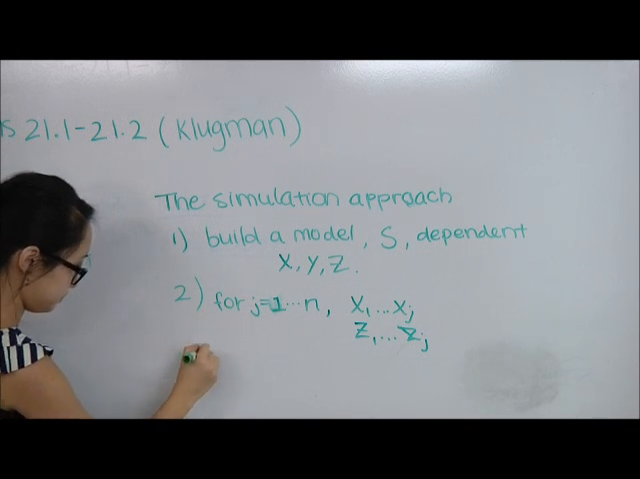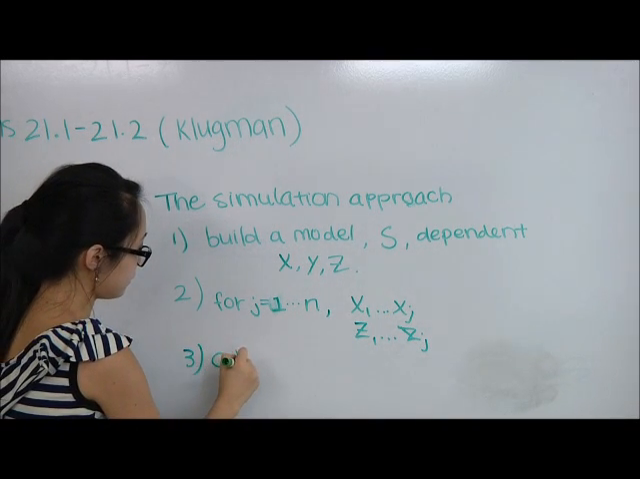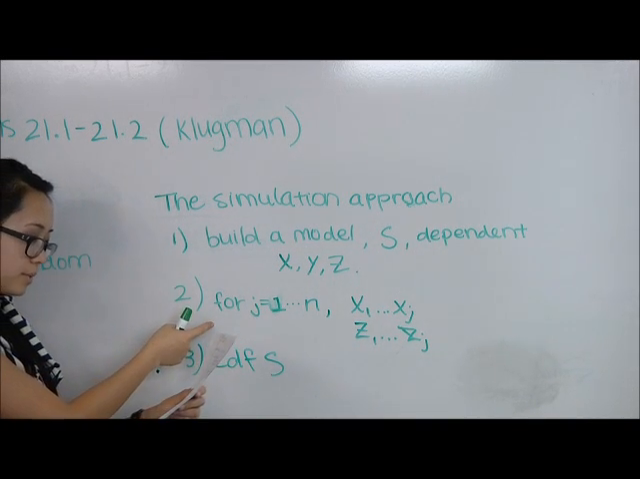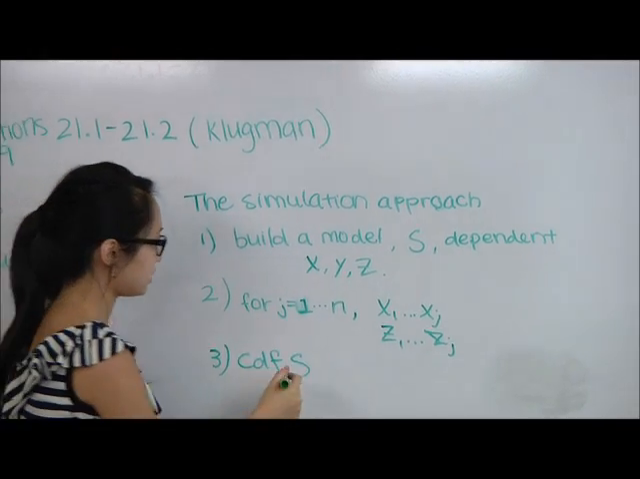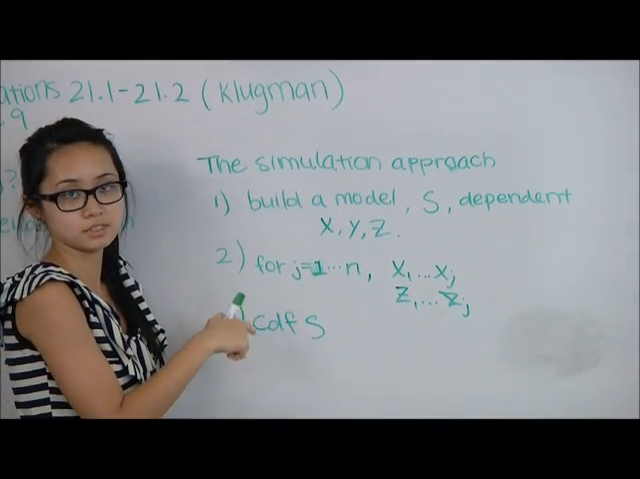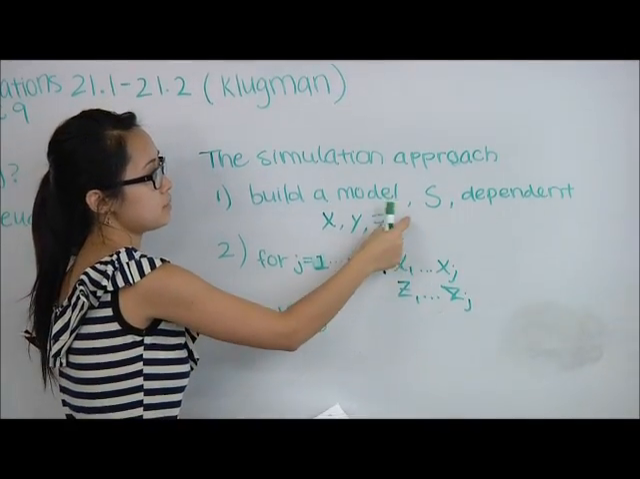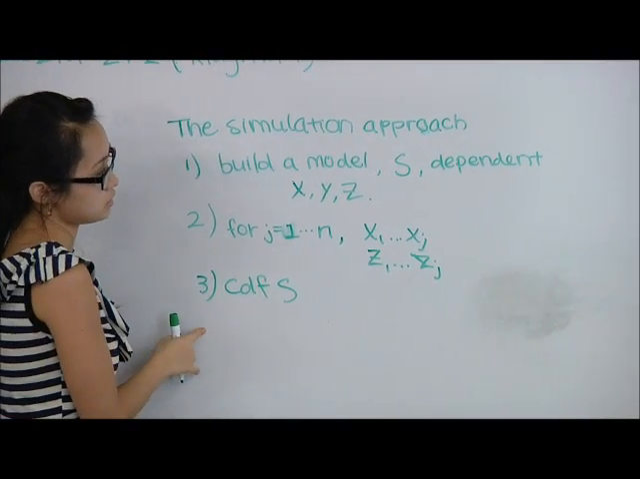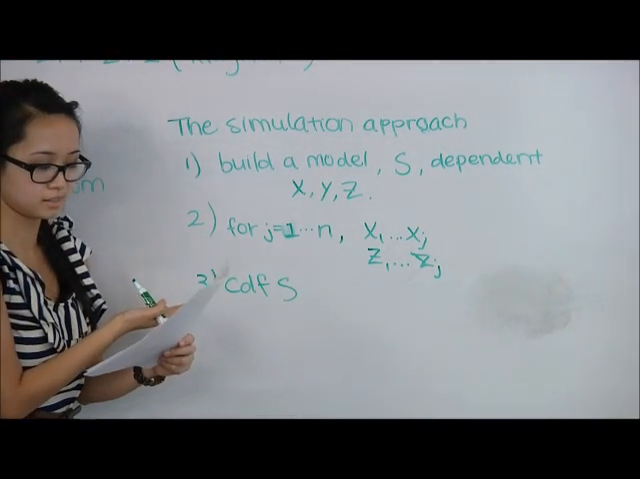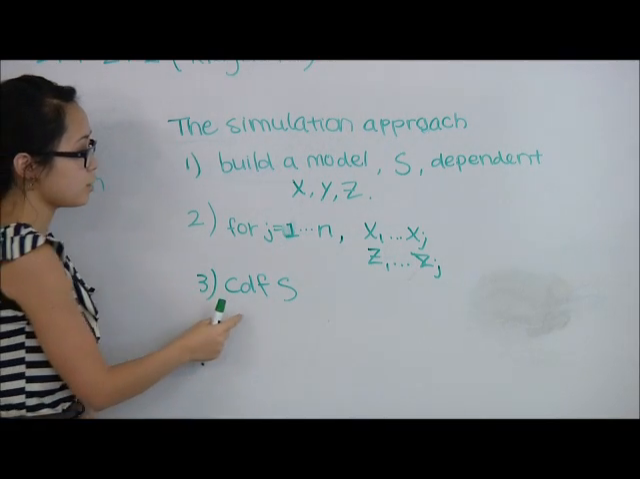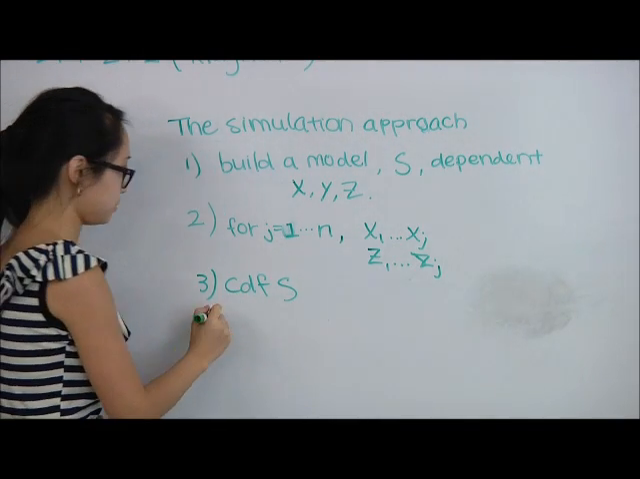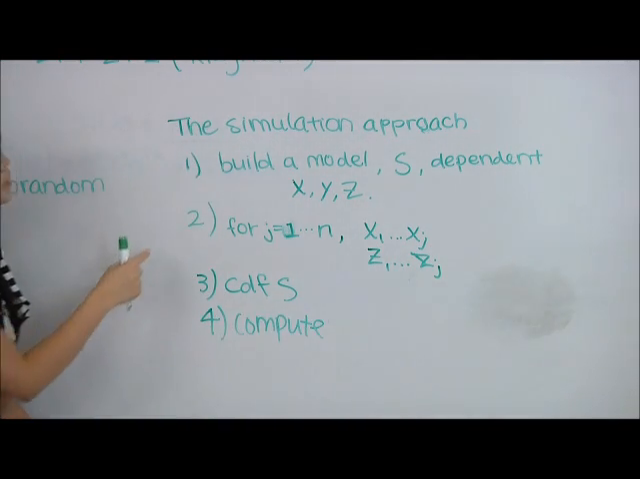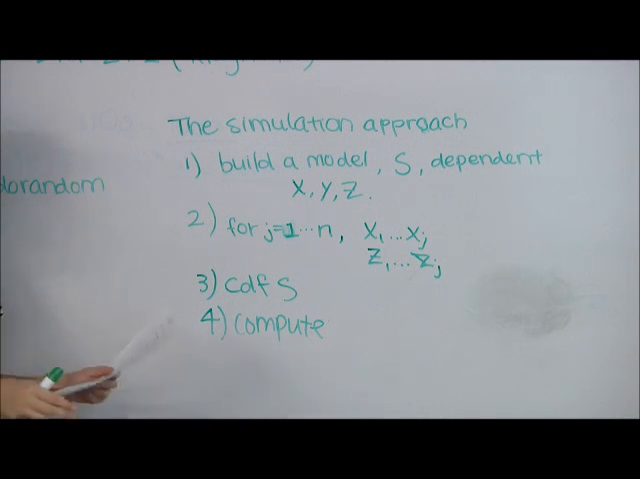From here, we can draw the CDF of S because we have these sample numbers. Based on this sample, we can draw the distributions and charts, and we basically model it from the random variables that S is dependent upon. Finally, we can compute quantities of interest, such as mean, variance, percentiles, and probabilities, because we have this CDF computed. So step 4 is compute. This is the simulation approach, and it is covered on the SOA exam.